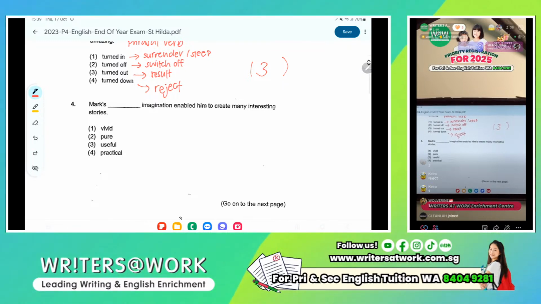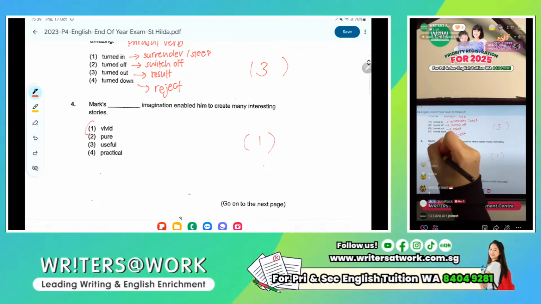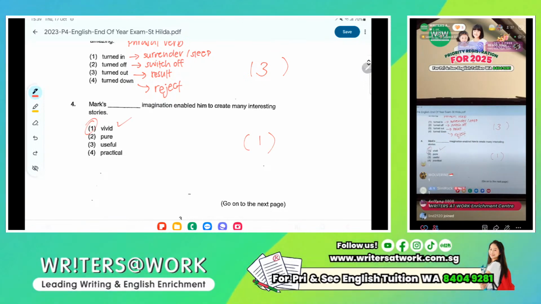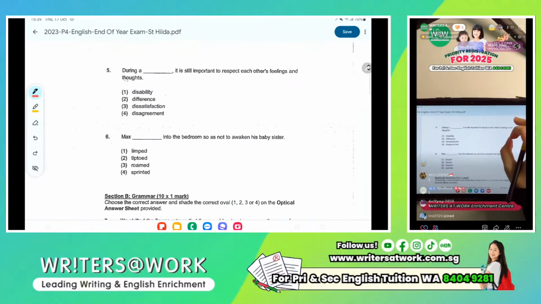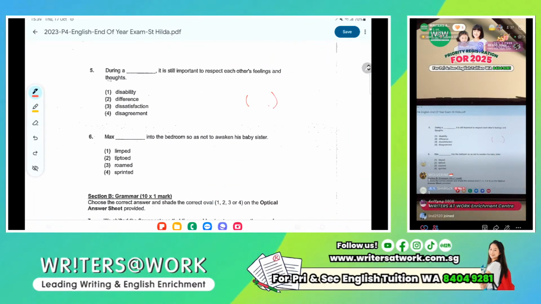Okay, everyone, question number 4. Okay, number 1, yes. Vivid imagination. Very well done. Okay, question 5. During a blank, it is still important to respect each other's feelings and thoughts.